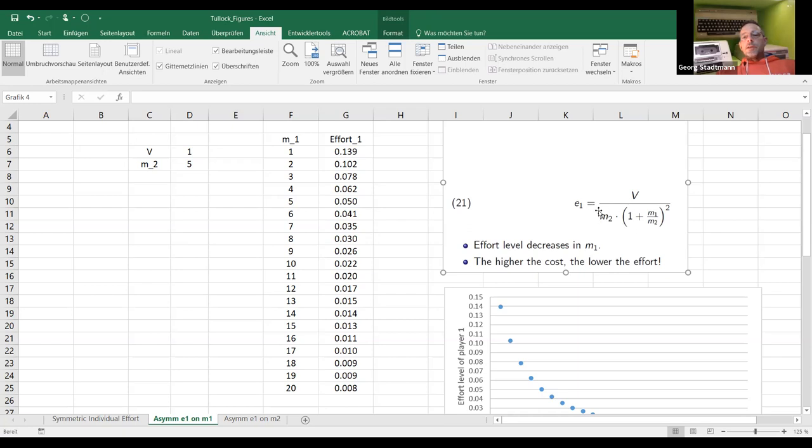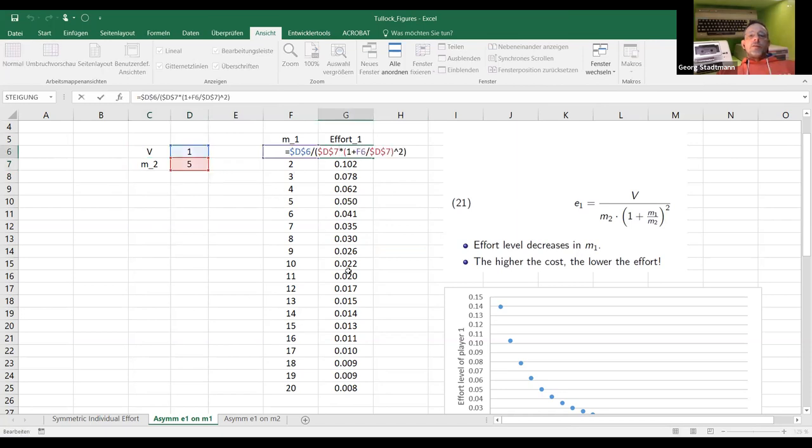This is the formula E1 is equal to V over M2 in brackets 1 plus M1 over M2 squared. This is the optimal effort of player 1. And it should depend on M1, the marginal cost of player 1. So we assume that the prize money is equal to 1 and the marginal cost of player 2 is equal to 5. This is the formula.